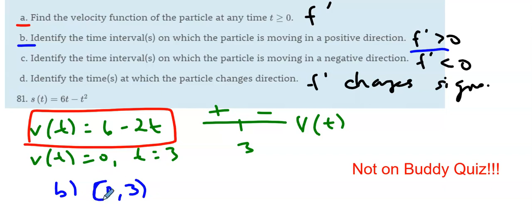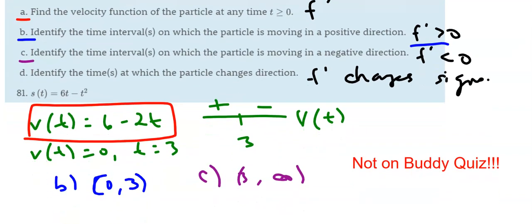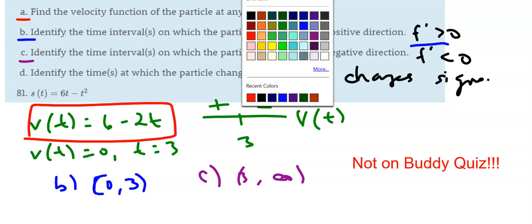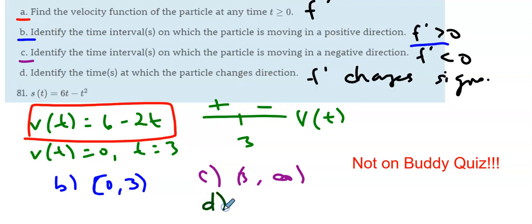It is technically closed at 0. We don't take off if you have the wrong bracket or parentheses. For C, negative direction, well, that's just going to be from 3 to infinity. And I don't think they put an interval on this, so yeah, 3 to infinity. And when the particle changes directions, that's going to be right at the critical point at t equals 3. And again, that's where v of t changes signs. So I'll just write that down for your reference.